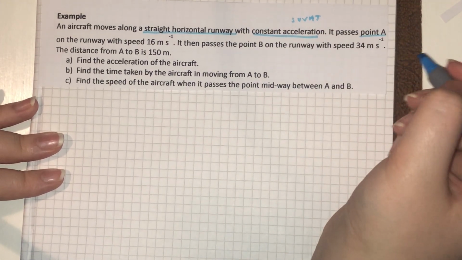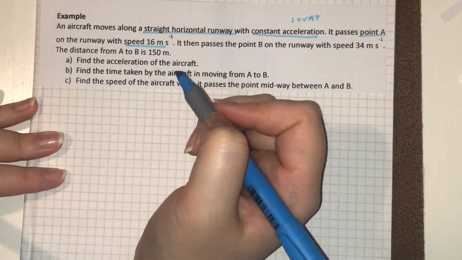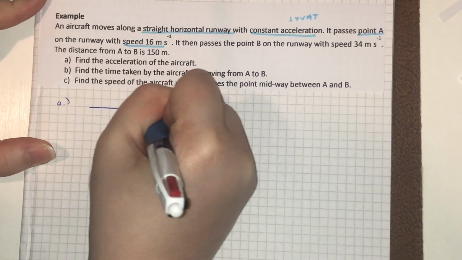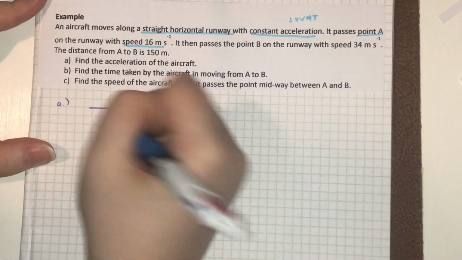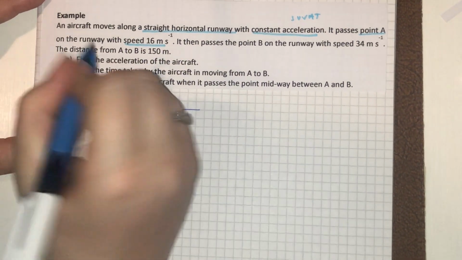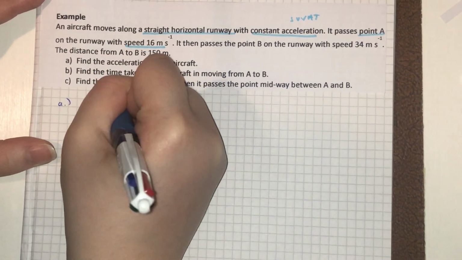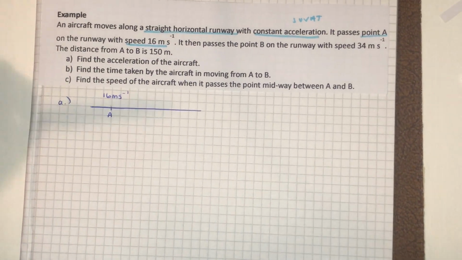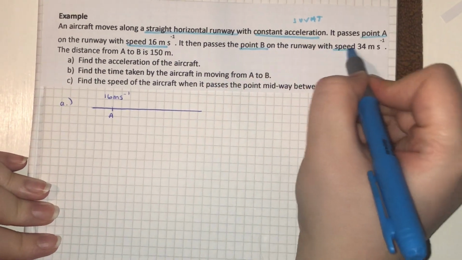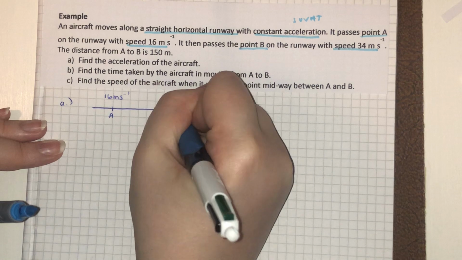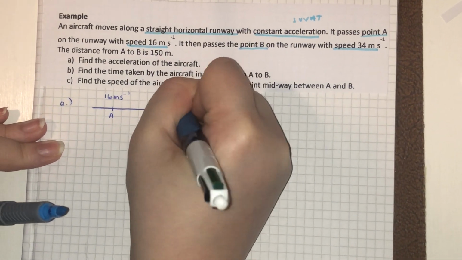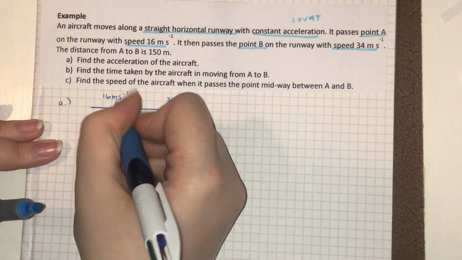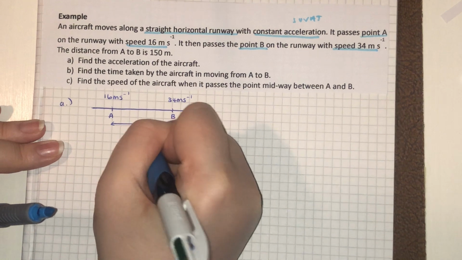Okay, so it's passing point A at a speed of 16. Point A, I'm not going to try and draw a plane. Normally I would, but I'm not going to. Okay, so the speed at point A is 16 meters per second. It then passes point B at the speed of 34 meters per second to the -1. And we're told that the distance between the two is 150 meters.